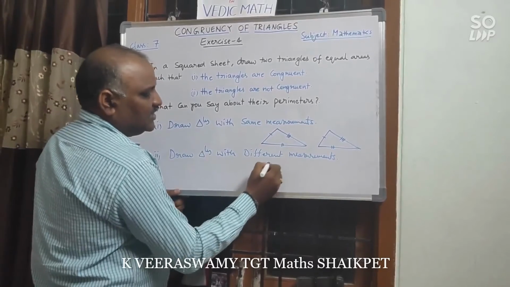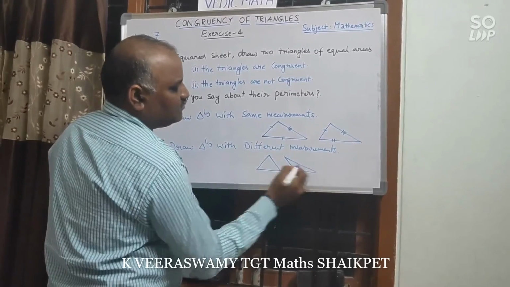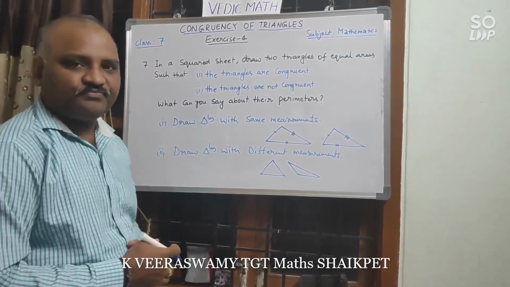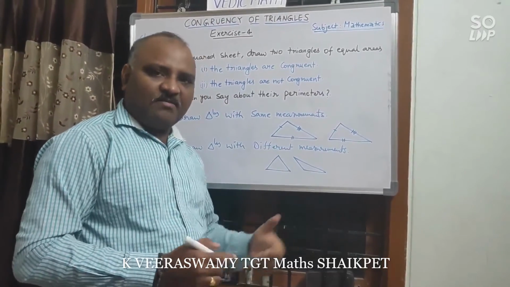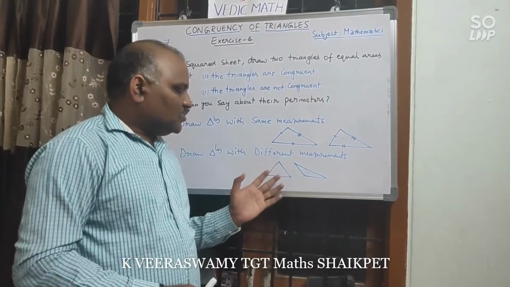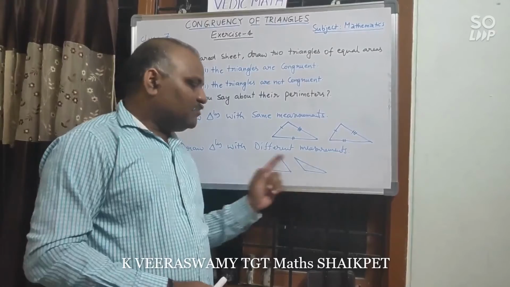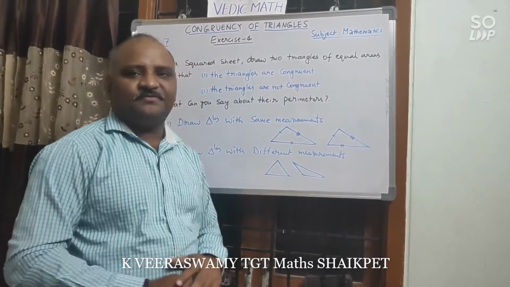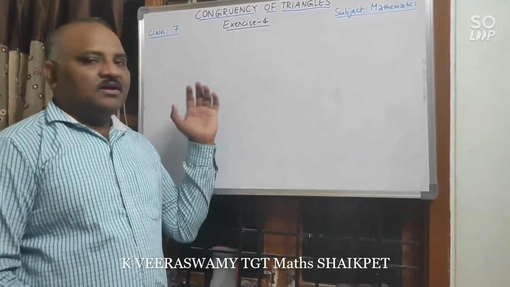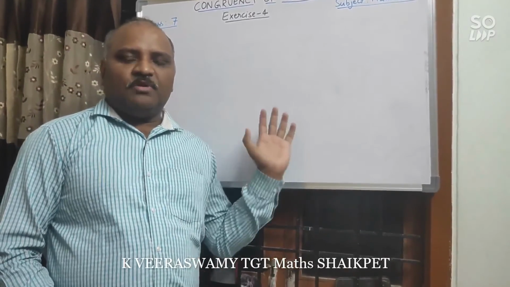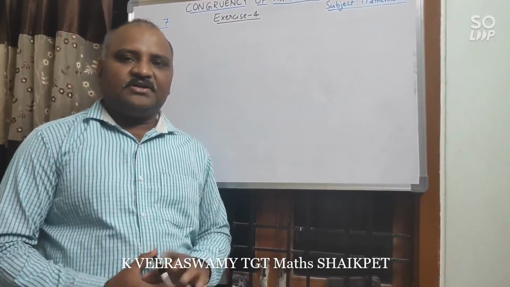See, for example, we have one triangle in this shape, other triangle in this shape with the same areas also. Okay, areas must be same. That means we have formula for area of triangle. So basing on that formula, areas will be equal, but measurements will be different, shapes will be different in this way. So far we discussed different models of problems in exercise 4 till question number 7. We completed till question number 7.